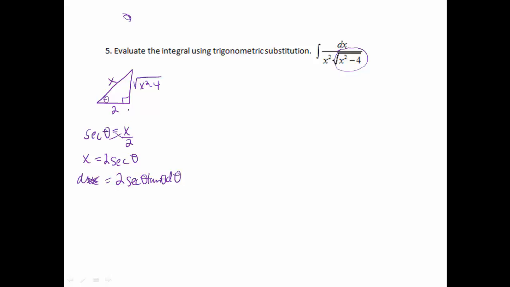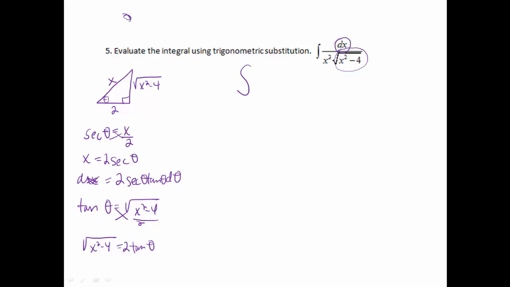All right, now we want to solve for the square root, so I'm going to use tangent for that one. So we'll have tangent of theta equals the square root of x squared minus 4 over 2. Again, if I cross multiply, I'll get that the square root of x squared minus 4 is equal to 2 tangent theta. Okay, now from here, we are going to go ahead and plug things into our integral.